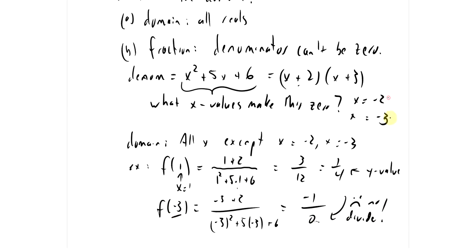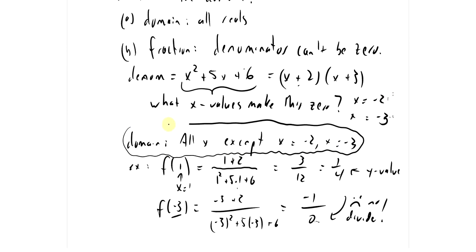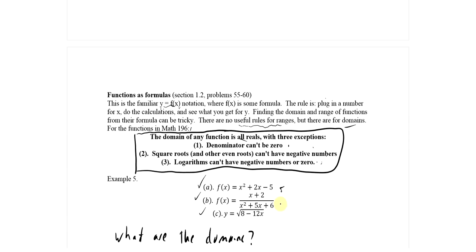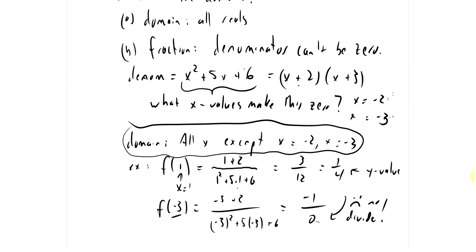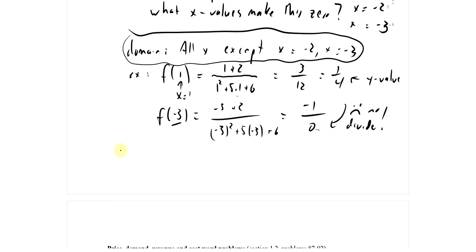And we know that because we set the denominator equal to 0, solved it, and we got minus 2 and minus 3. So the domain is all the x's except those x's that make the denominator, in this case x squared plus 5x plus 6, equal to 0. And finally, the last one, y equals square root of 8 minus 12x.